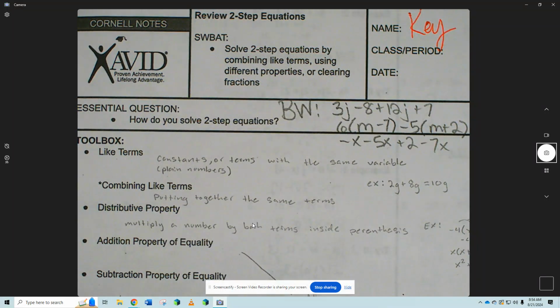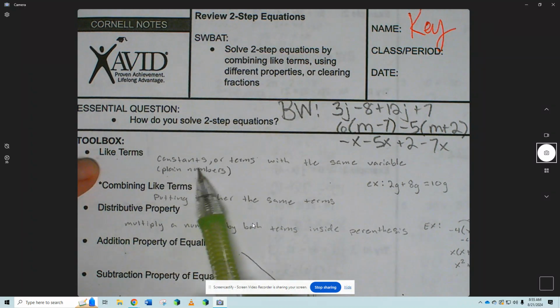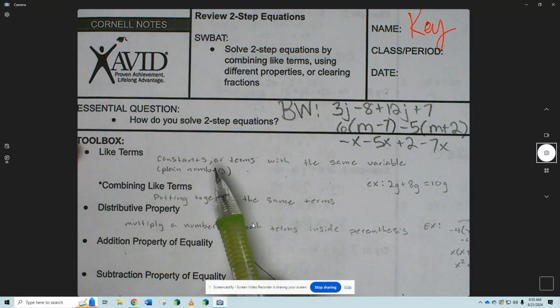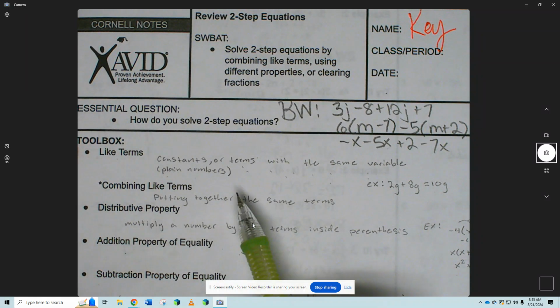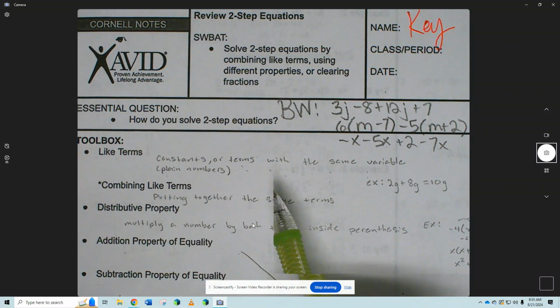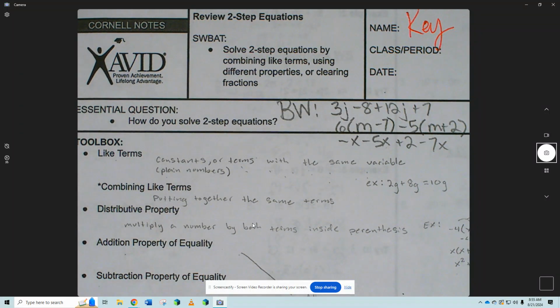So they're not on the backboard. Let's just write them on my paper. Like terms, constants or terms with the same variable. So a constant, remember, is a number alone, and a term could have the same variable. Like, I remember I called them backpack. Like terms are terms with the same variable. And I did an example: 2g plus 8g equals 10g.